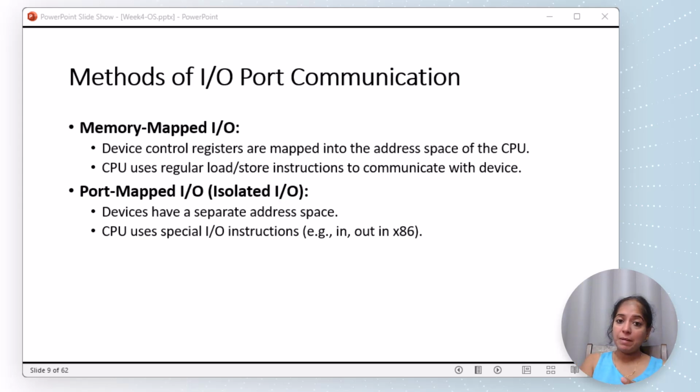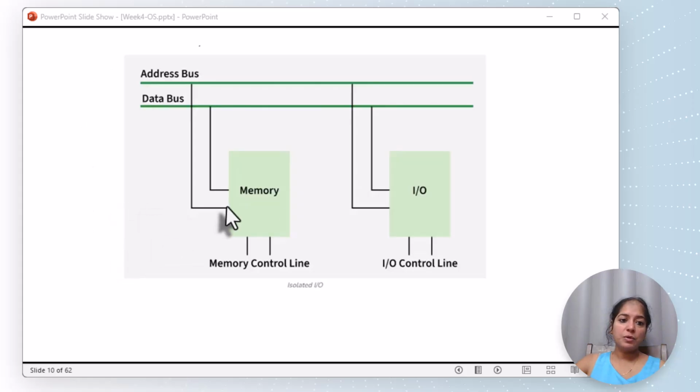Then methods for input output port communication. We have memory mapped input output and port mapped input output, which is also called isolated input output. In memory mapped input output, device registers are mapped into the system's address space, and the CPU can use normal load and store instructions to access them. Whereas port mapped input output uses a separate address space with special instructions like in and out. Modern operating systems often use memory mapped input output because it simplifies programming. You can see here one is the memory control line and one is the input output control line.